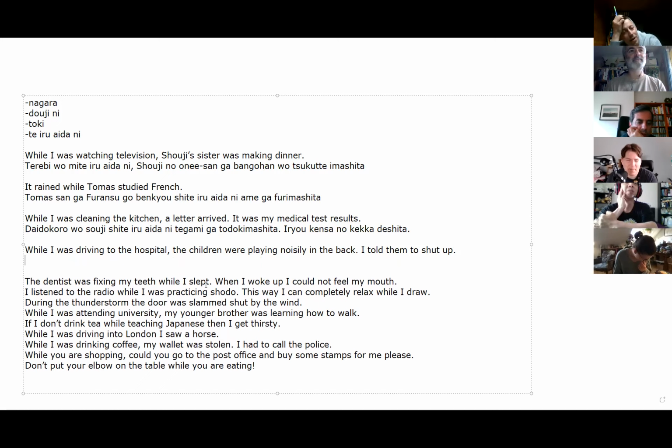I would use aida ni. Good. 病院に運転している間に、yeah. 子供は後ろで、yeah. うるさく遊びました。Very good.